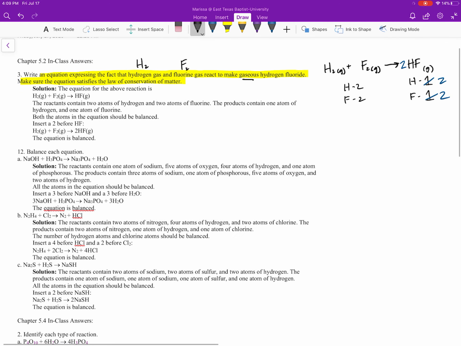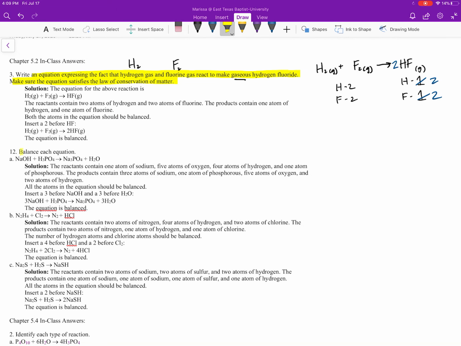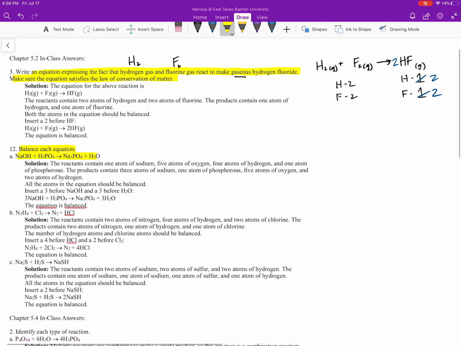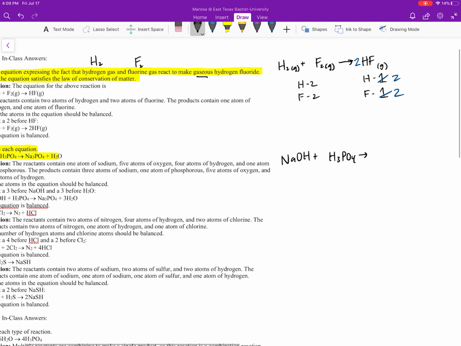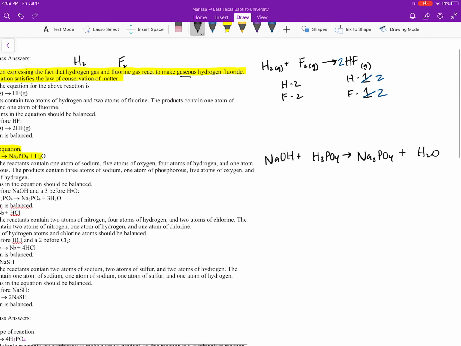So you're going to do the same thing with the next one, which is to balance each equation. So let's start with balancing the first one, and then you all can practice the other 2. So I'm going to react sodium hydroxide with phosphoric acid, and that's going to make sodium phosphate and water, which is a pretty common acid-base reaction where you form salt and water. So in this case, I have sodium, I have 1, I have 1 oxygen here and 4 there, so that's 5 total. For hydrogens, I have 1 here and 3 there, so that's 4. And then for phosphorus, I have 1.